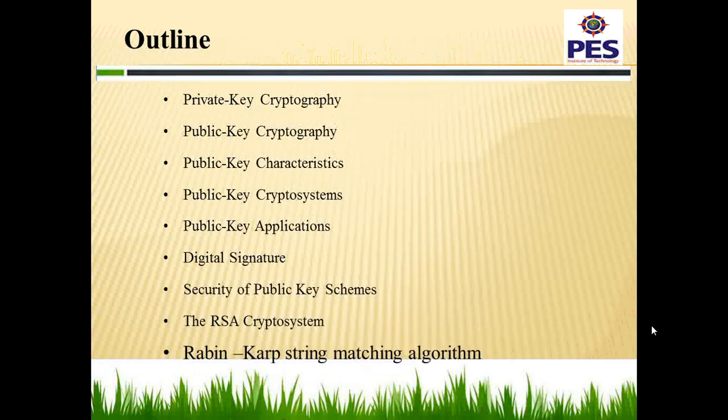The agenda or outline of my topic is private key cryptography, public key cryptography, public key characteristics, public key cryptosystem, public key applications, digital signature, security of public key schemes, the RSA cryptosystem. These are all the topics which I am going to cover in this RSA algorithm. After that, we will see how Rabin-Karp algorithm helps in string matching.